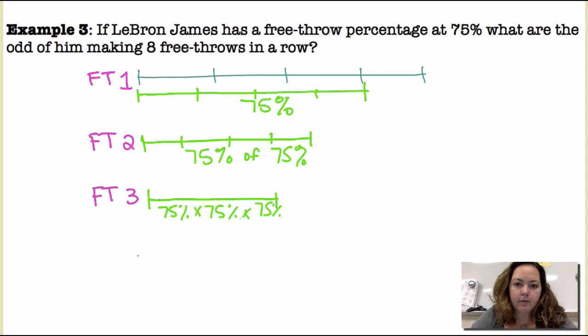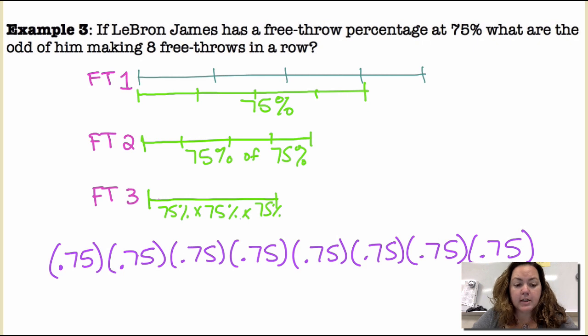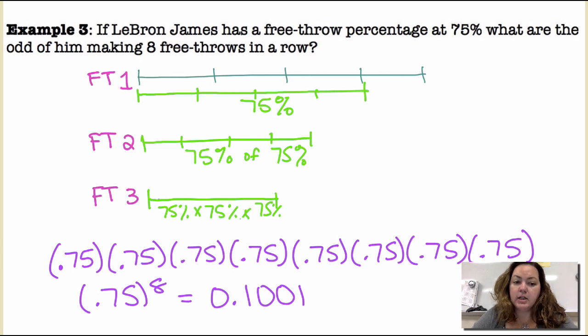Okay, you might remember back from algebra that "of" really means to multiply. So I have 75% times 75% times 75%. Okay, so if each throw is independent, like the first shot is independent of the second shot, which is independent of the 10th shot, then what I'm doing is 0.75 times 0.75 8 times, or 0.75 to the 8th power, which works out to be 0.1001. Okay, so there's a 10% chance that he would make 8 free throws in a row if he really is a 75% free throw shooter.